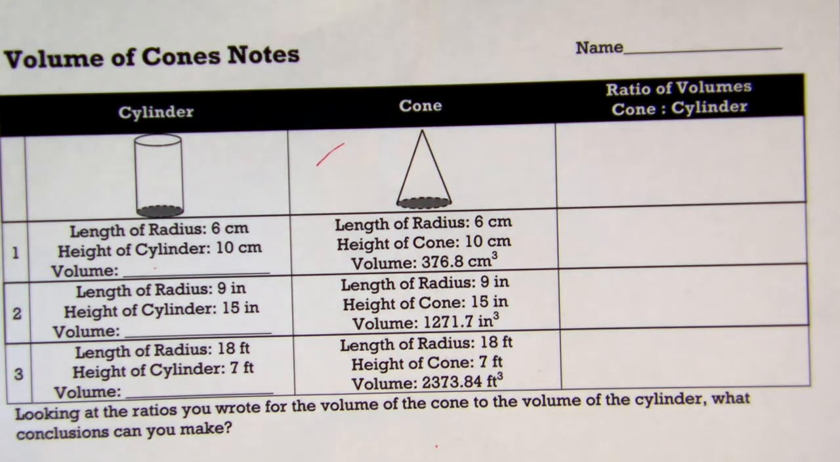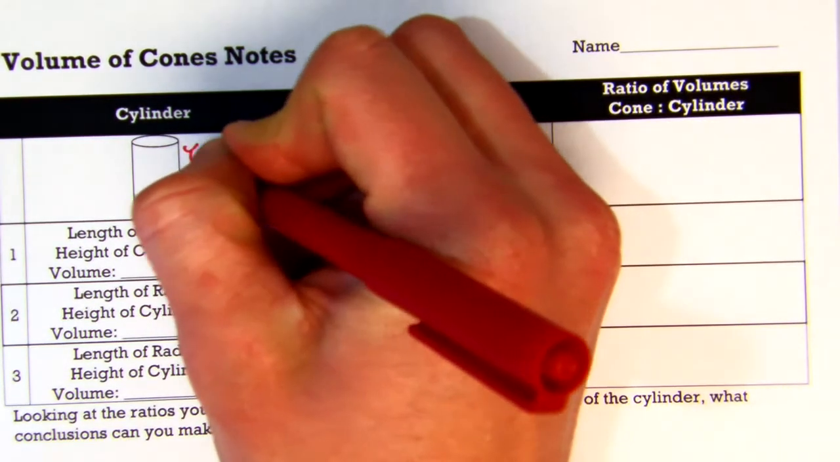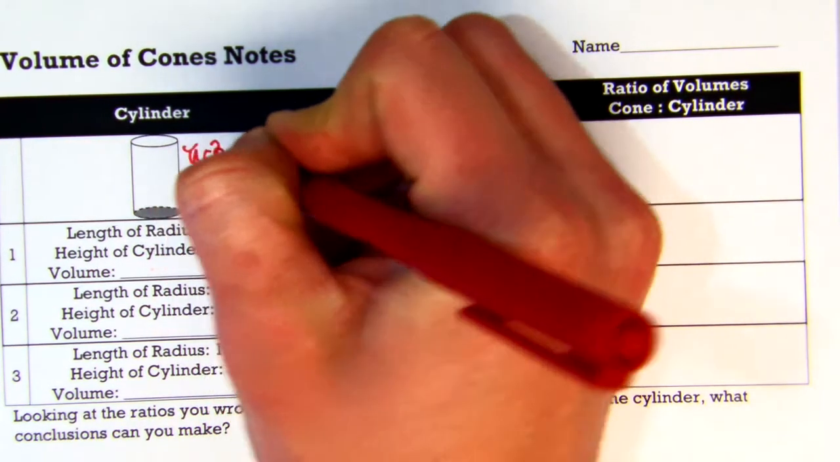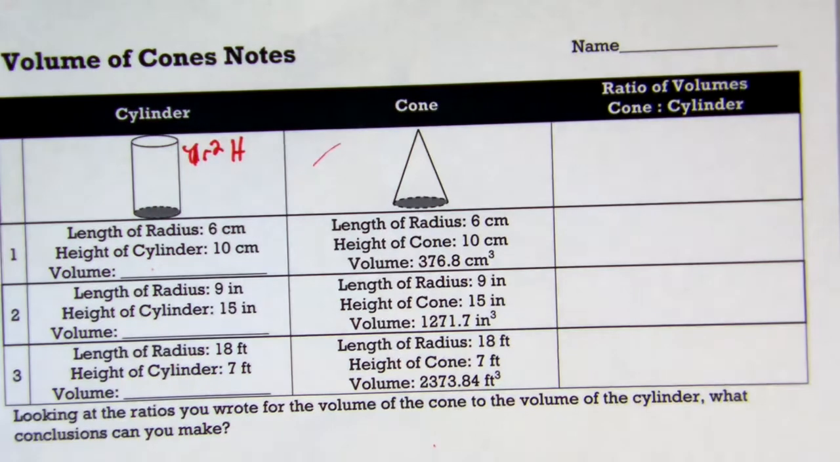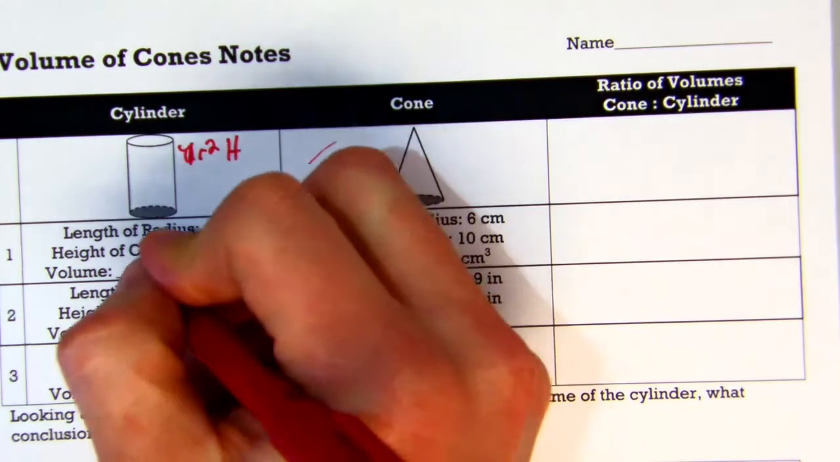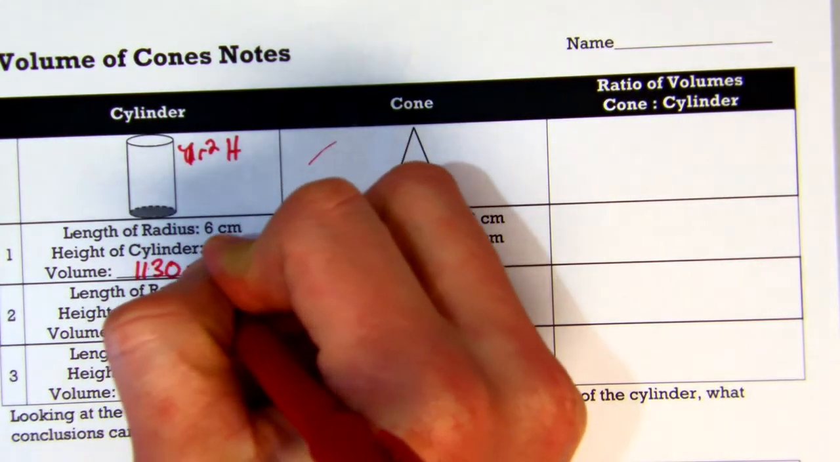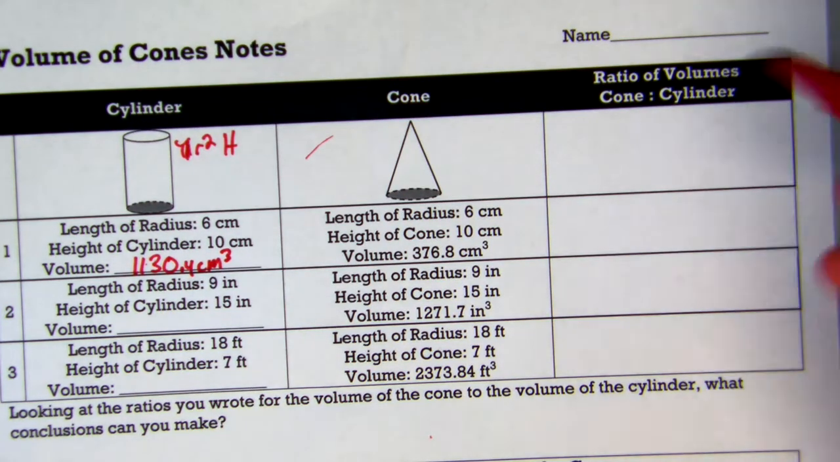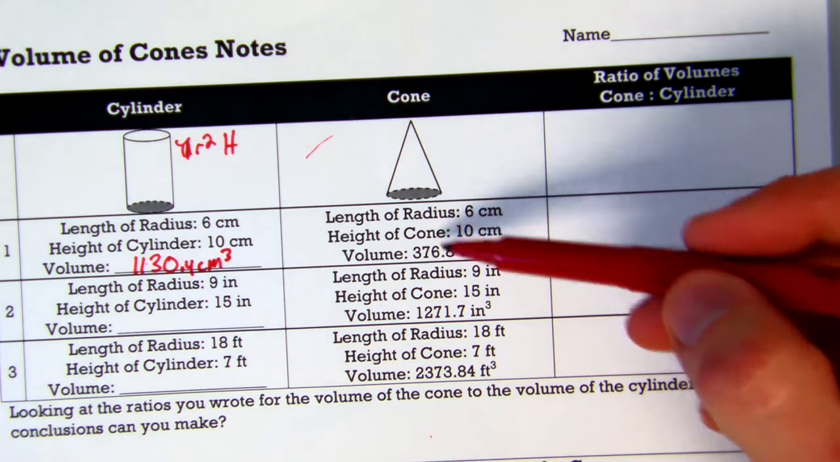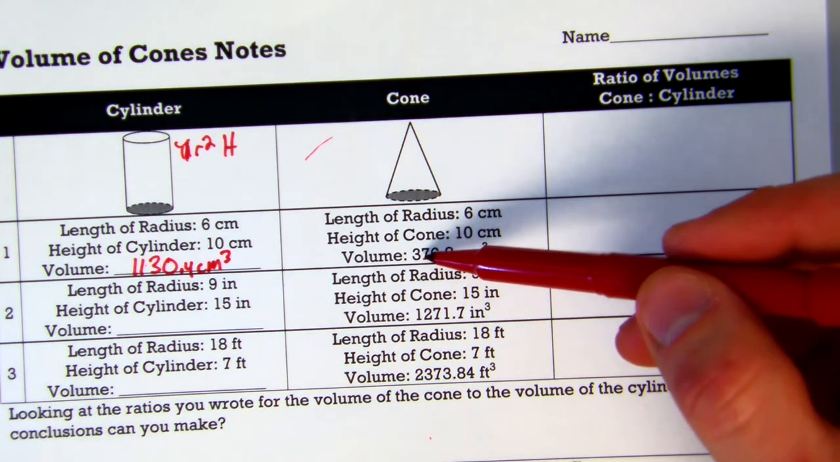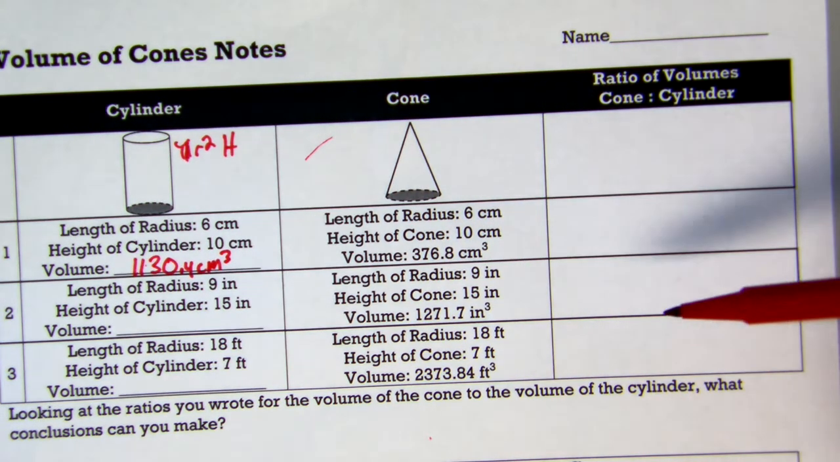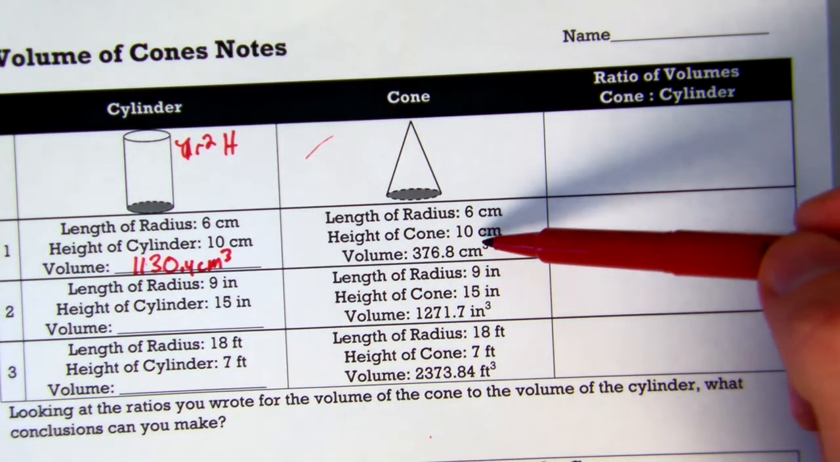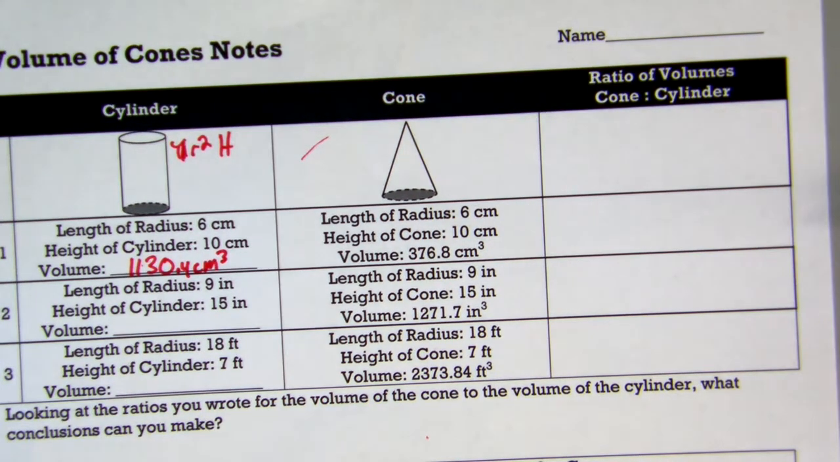So the first one we have for us is the length of the radius of the cylinder is 6 centimeters, the height is 10 centimeters. If we plug it into our pi r squared times the height, we get an answer of 1,130.4 centimeters cubed. This next one, they actually gave you the cone's volume, and they found that it was 376.8 centimeters cubed. It has the same radius and the same height as the cylinder.